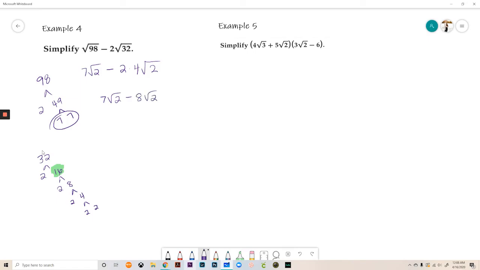Now, see how these are exactly the same. This is just like saying 7x minus 8x, which is just negative x. So we can do that same thing here and say this is equal to negative square root 2.